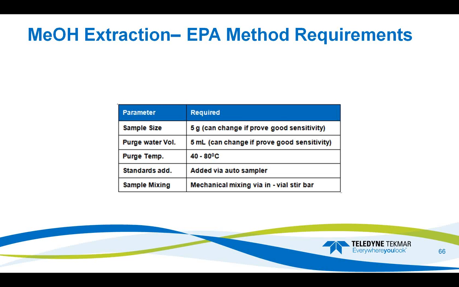Here we have more flexibility in our purge temperature. We can go anywhere from 40 to 80 C to help drive some of those heavier compounds off. We still want to add our standards via the autosampler, and we still need to have sample mixing during that methanol extraction. So whether it be an agitator or shaking it by hand or a stir bar in a mechanical mixer.